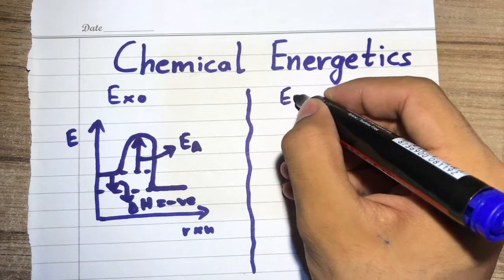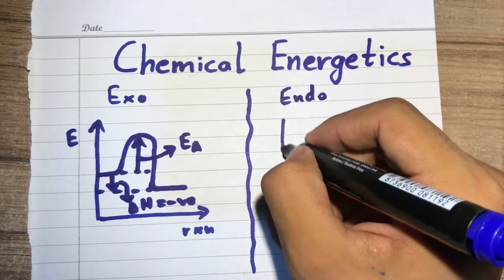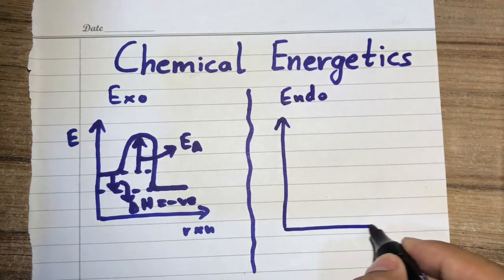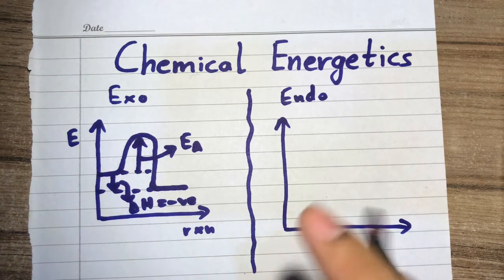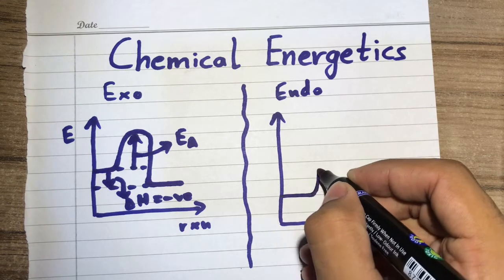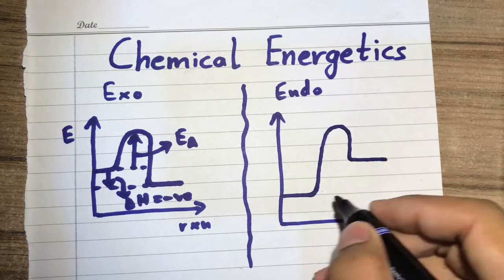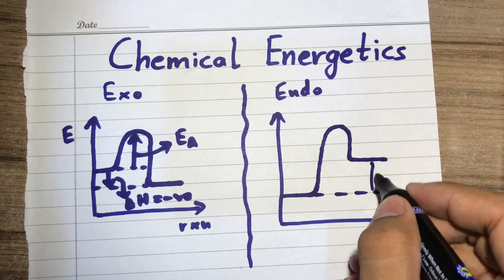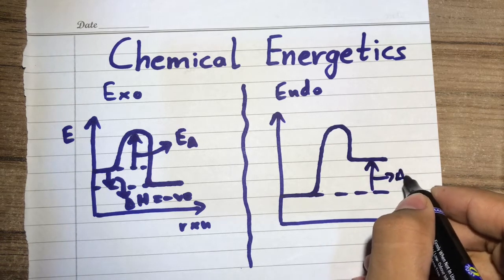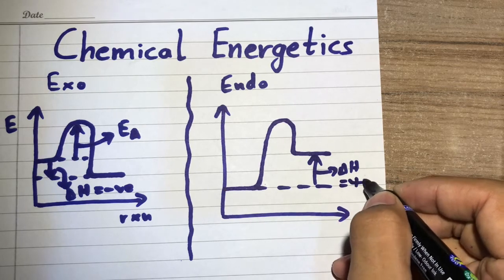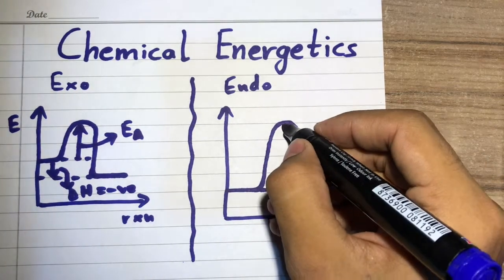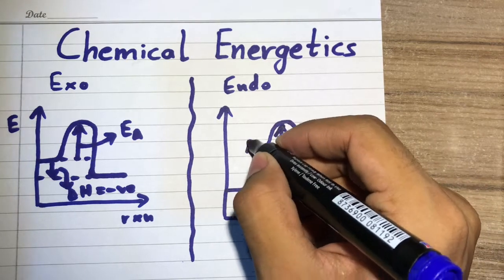In endothermic reactions, the energy of the reactants is less than the energy of the products, because in endothermic reactions energy is being absorbed into the products. So the energy profile diagram is somewhat like this. This is delta H, and it's positive, shown by the upward arrow, and this is the activation energy.